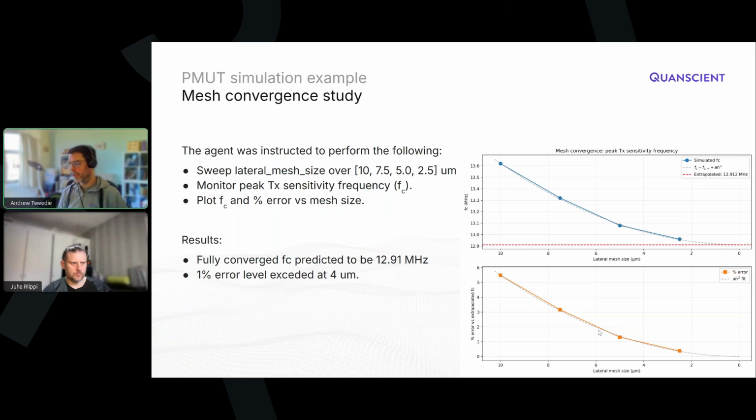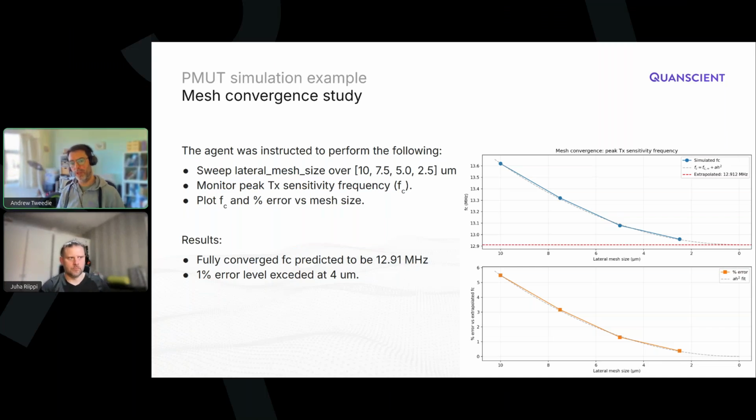And that allows us to estimate things like, for example, if I was to say I want my model to be set up to be 1% accurate in terms of resonant frequency, I could produce a plot like this and say that I've got some confidence that at a 4 micron mesh size, I'm going to have around about 1% accuracy. That's a really useful tool, especially when we're doing design exploration.